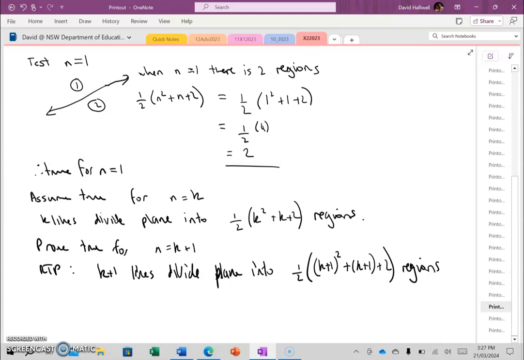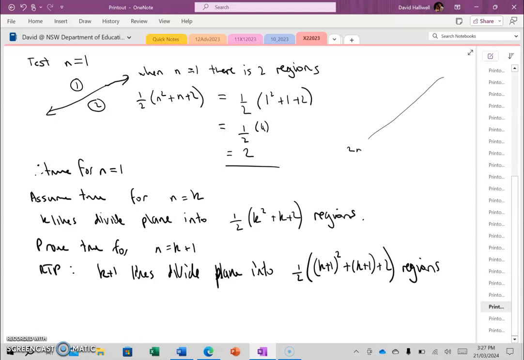Alright, I think the way to go about it is it's all in the diagram, and working out, as you go from the kth case to the (k plus 1)th case, how many extra regions are going to be formed and how those regions are going to be formed. So let's start from one line. We have 2 regions.